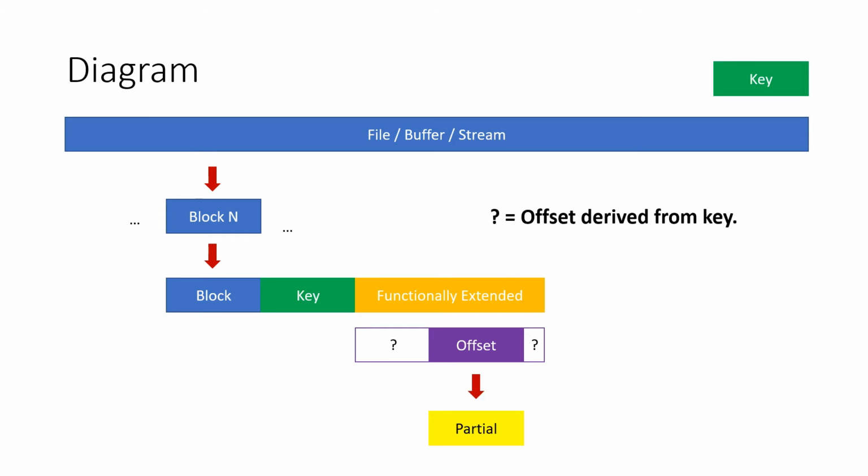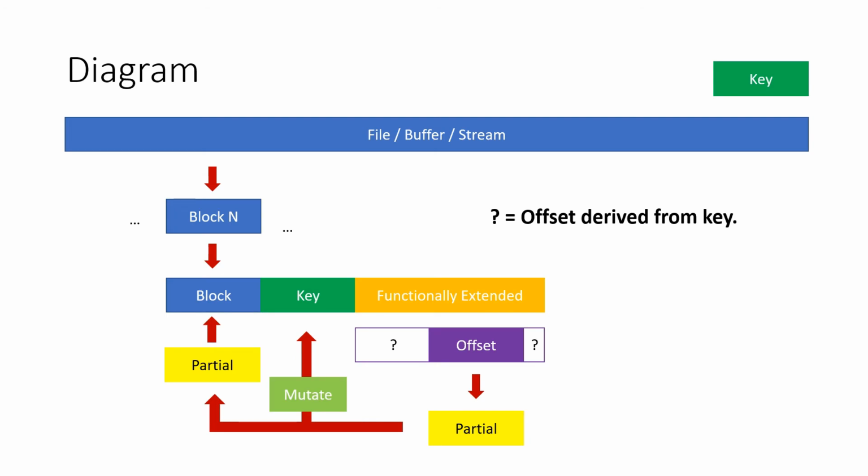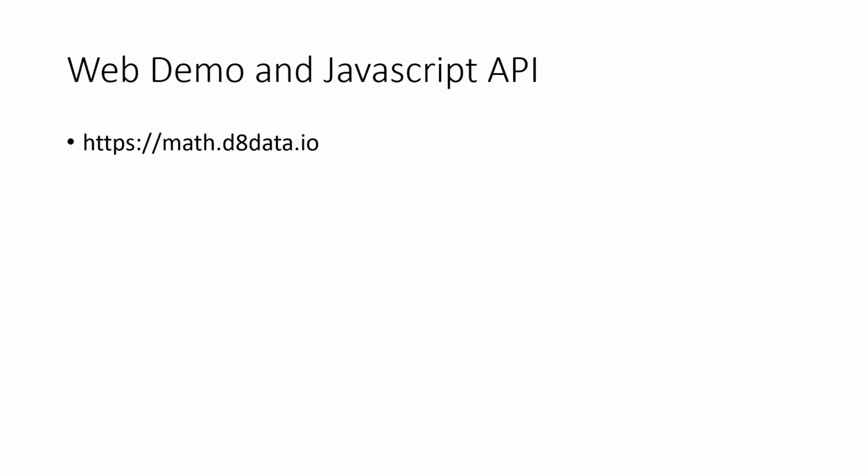This gives us a partial block, which we feed back into the process, mutating the key each iteration. After the number of rounds is accomplished, we're done. We have our encrypted block. Web demo and JavaScript API available at math.data.io.